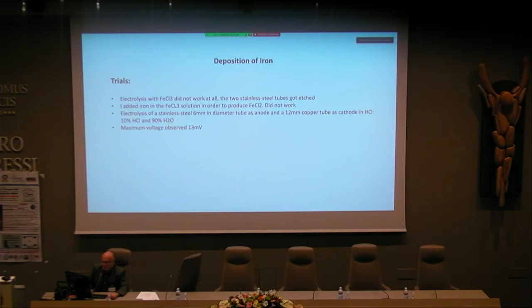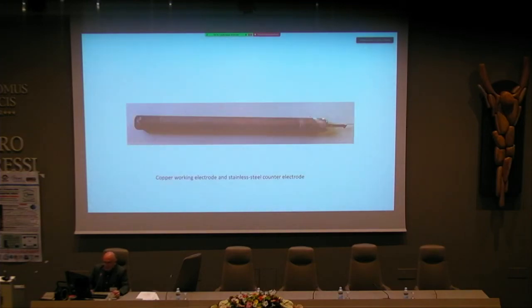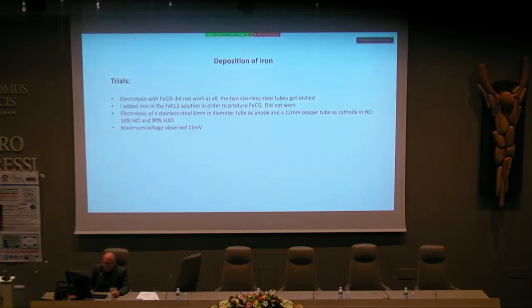So finally, I decided to do electrolysis of a stainless steel tube, 6 millimeters in diameter, with a copper anode around it, in a chloric acid. This is a drawing of the thing. This is the copper, this is after use. And you don't see the stainless steel tube inside. Anyway, the maximum voltage I observed was only 13 millivolts, so probably my deposit was not good.